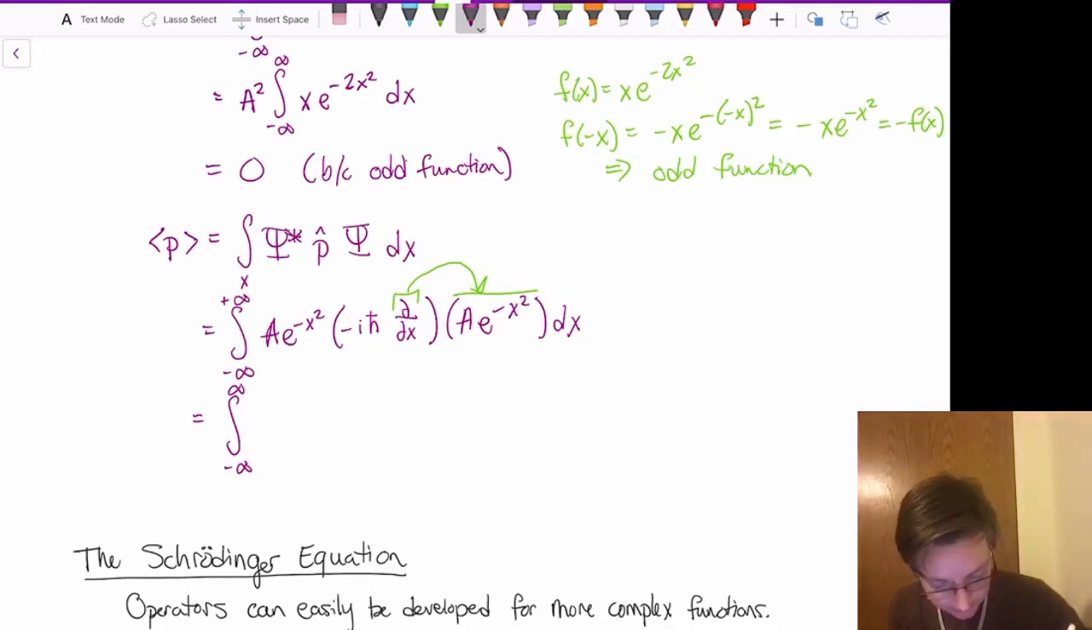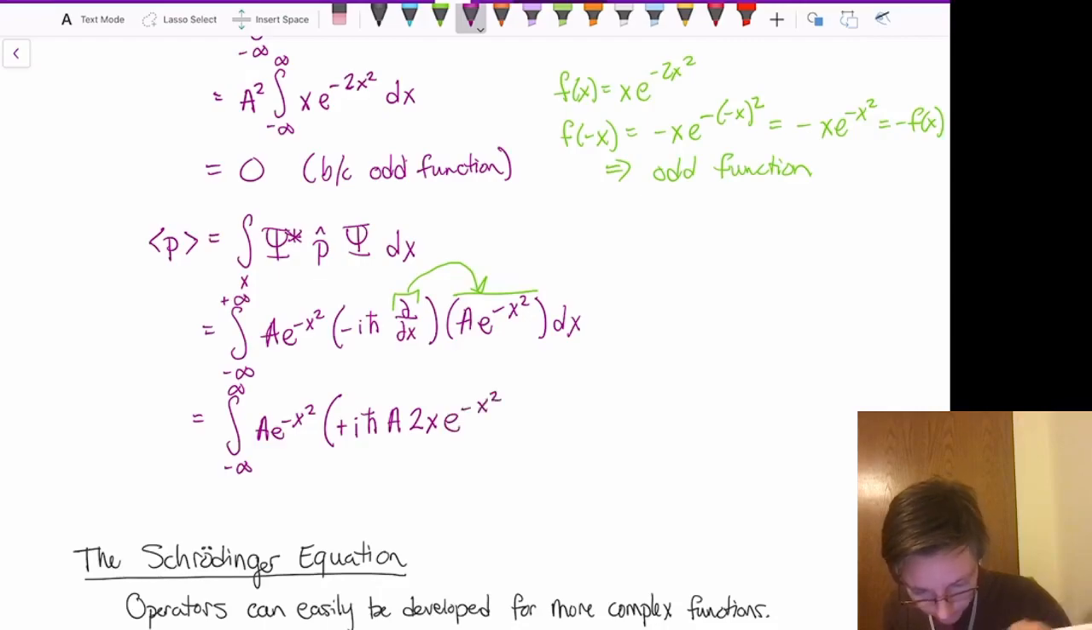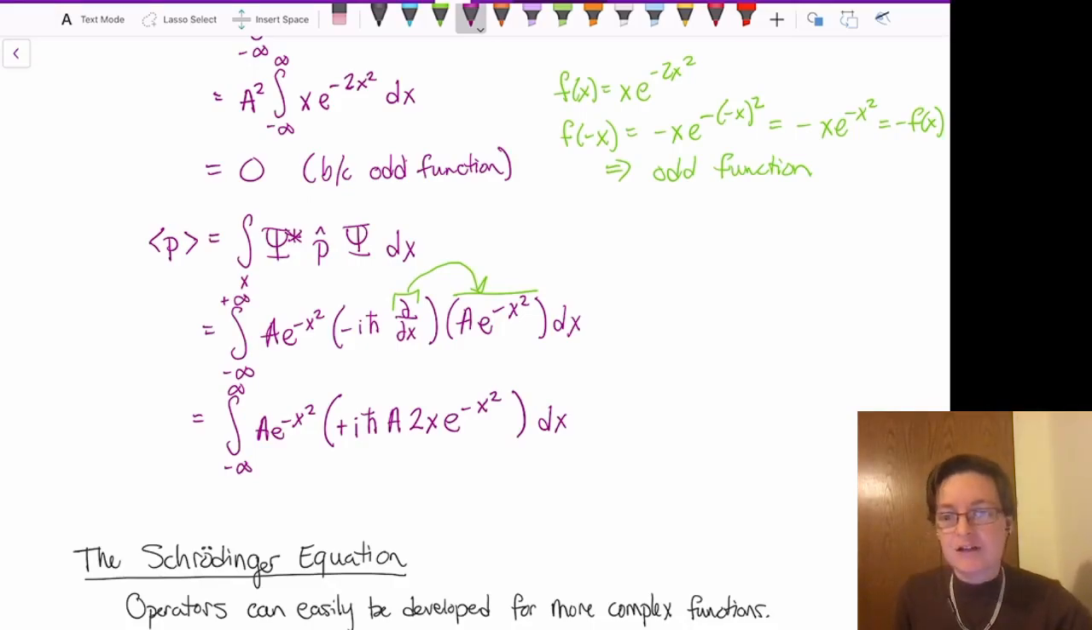When we take this derivative, the left side gets left alone, but this right-hand half evaluates to negative i h bar. My a can pull out in front, and then the derivative of e to the negative x squared is negative 2x. So my negative is going to cancel out with a negative to give me a positive 2x e to the negative x squared dx.